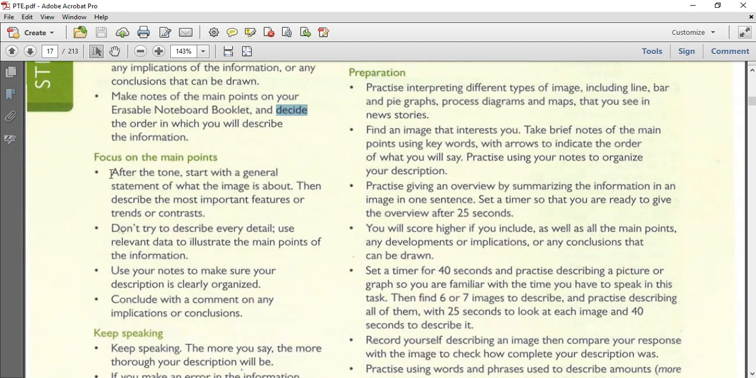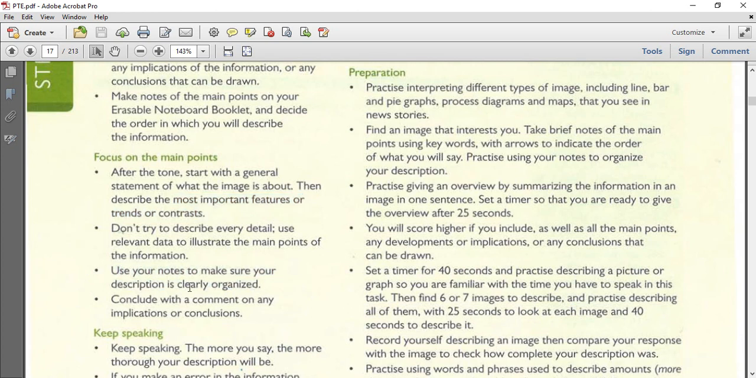Okay, so after the tone, start the general statement of what the image is all about. Then describe the most important features or trend or contrast that you see from that picture. Don't try to describe in details. Use relevant data to illustrate the main points of that information, just to get the main idea of what you see from that image. Use your notes to make sure that your description is clearly organized.